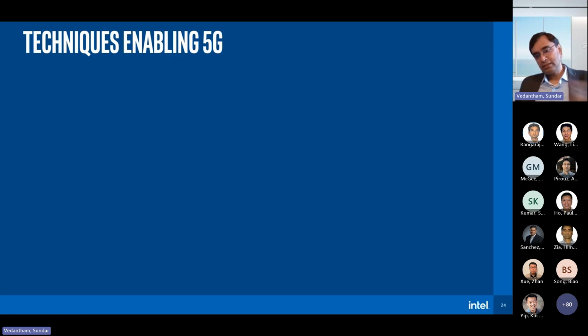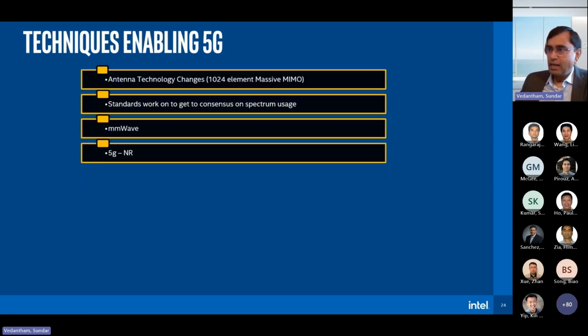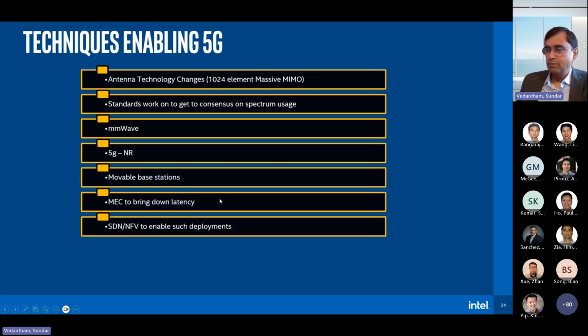So we've been talking about these multiple ideas. So let's just collect them together to see what techniques are actually enabling 5G. So we talked about antenna technology, standards work to get the consensus. There is this millimeter wave. If you go look it up, these are high frequency spectrum that in a few seconds you can download a movie, that sort of thing. Then 5G NR stands for new radio. And then the movable base stations that we just looked at, MEC, multi-access edge computing, that is trying to bring the latency down.